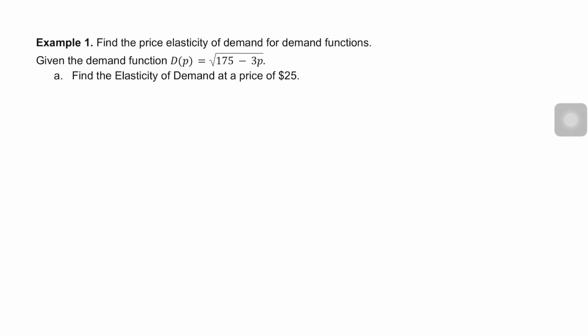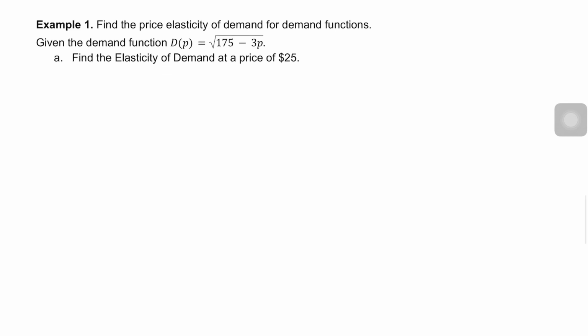All right, welcome back. So let's jump into example number one. In example number one, we are asked to find the price elasticity of demand for this demand function. We're given the demand function to be D of p equals the square root of the difference between 175 and 3p. They're asking us to find the elasticity of demand at a specific price of p equals 25.